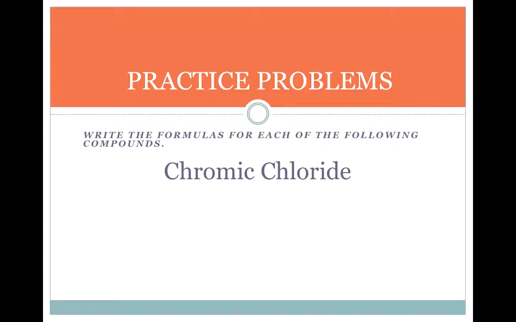So chromic, if you look on your yellow card, chromic is Cr +3, and chloride is Cl minus 1.